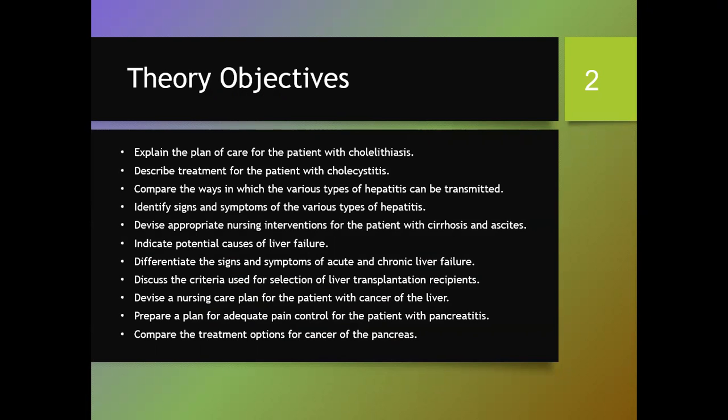Identify signs and symptoms of the various types of hepatitis. Devise appropriate nursing interventions for the patient with cirrhosis and ascites. Indicate potential causes of liver failure. Differentiate the signs and symptoms of acute and chronic liver failure. Discuss the criteria used for selection of liver transplantation recipients.